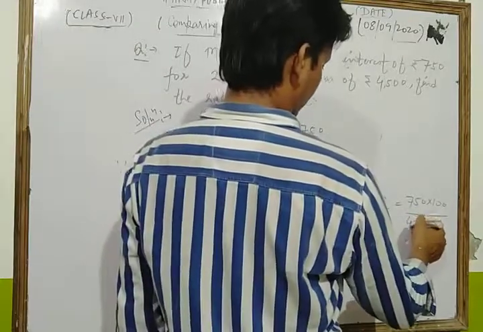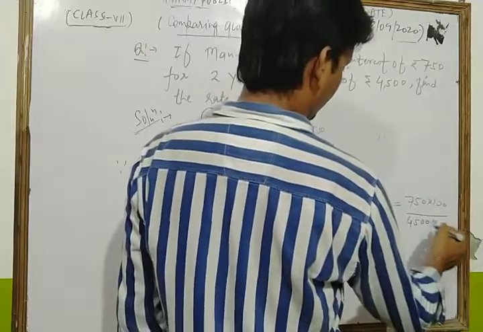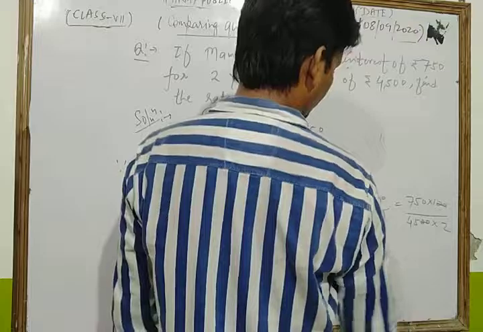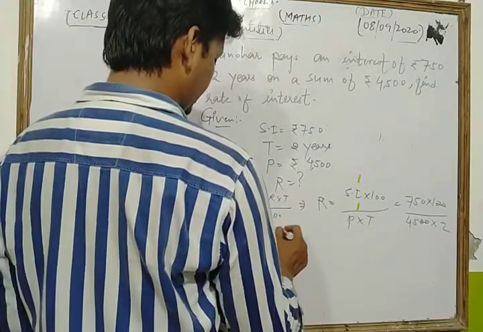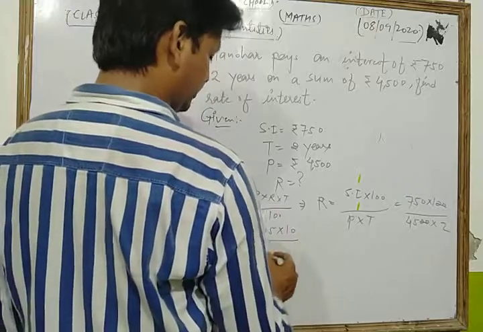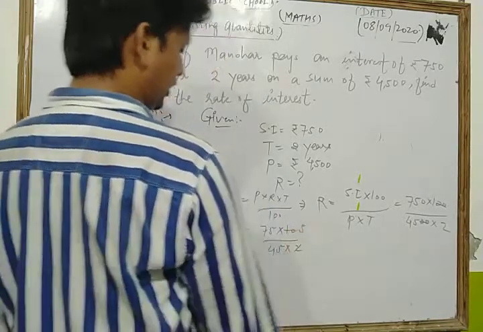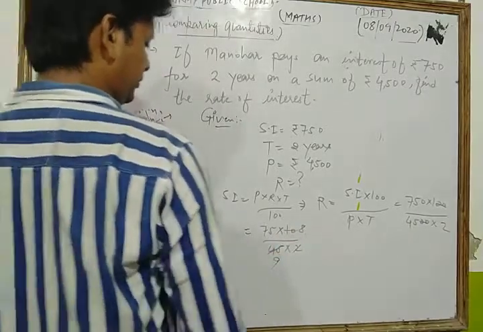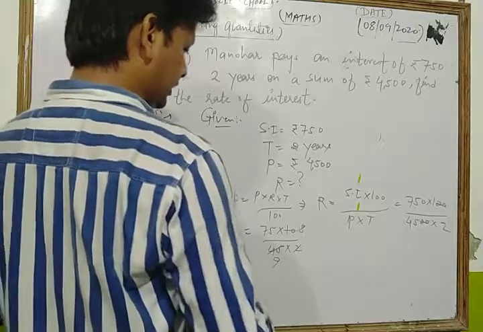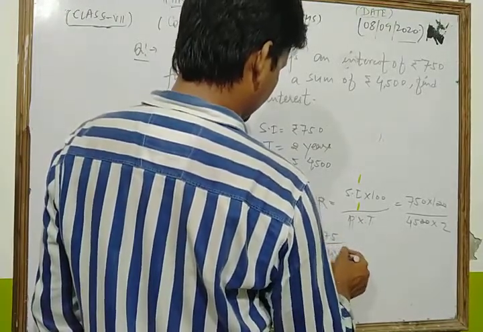Principal is 4,500, into time is what? 2 years. Now look, 20 cancel to each other. Okay, now what do I get? We write it as 75 into 10 upon 45 into 2. Look at this: 2 5s are 10, 5 9s are 45, and what do I get? I get 75 upon 9 into 2.